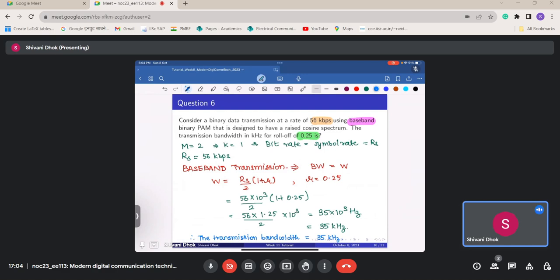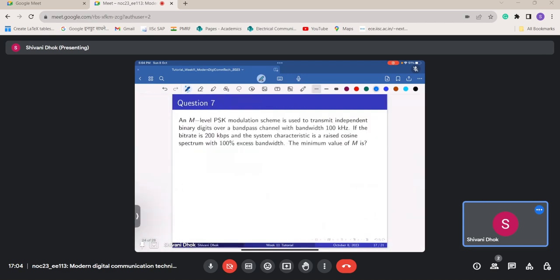Okay, if you don't have any questions, then let's go for the seventh question that I had planned to cover today. So it says that an M-level PSK modulation scheme is used to transmit independent binary digits over a bandpass channel with bandwidth 100 kilohertz. So the information that we have here is that an M-array PSK modulation scheme is used to transmit binary digits over a bandpass channel with bandwidth 100 kilohertz.